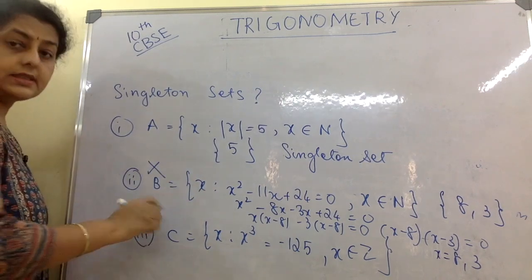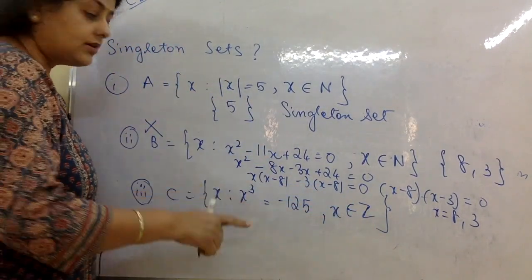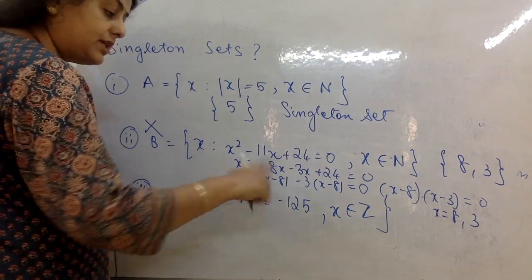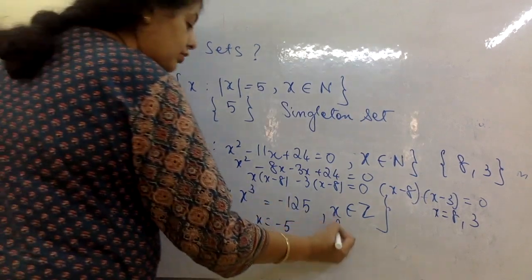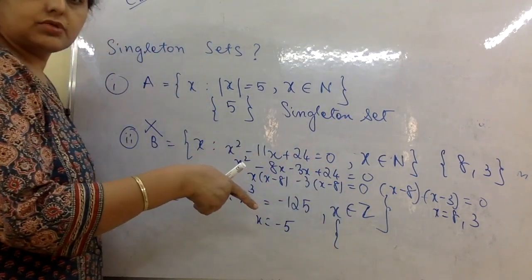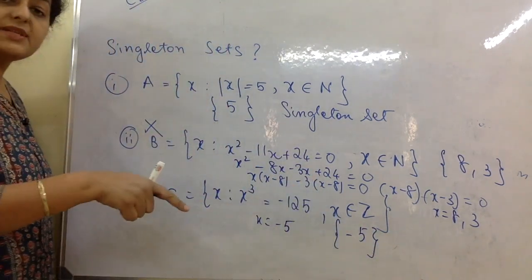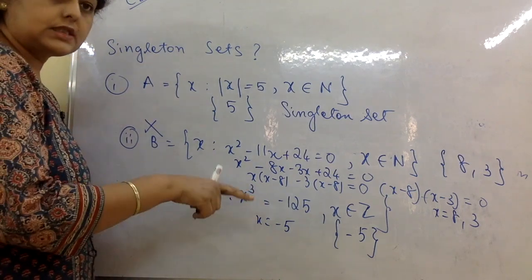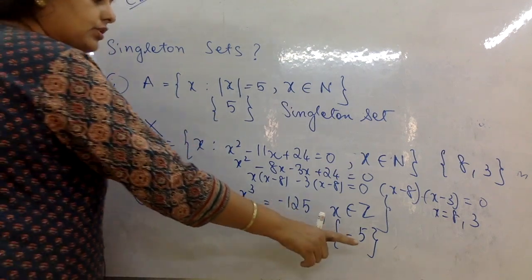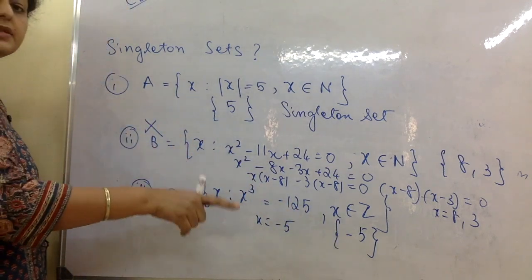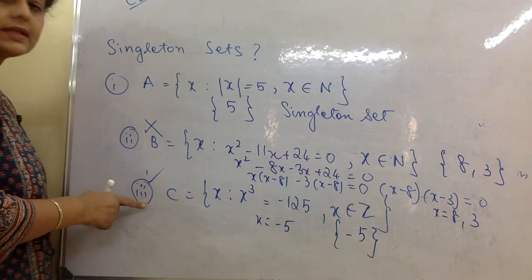Okay, let's talk about this. Now x belongs to Z, which means it belongs to the set of integers. And x cube is minus 125, so if we take the cube root, x will be only minus 5. The only value of x, and it belongs to Z, an integer, so we can take minus 5. We can't take plus 5, because plus 5 into plus 5 is 25, into plus 5 will give me 125, not minus 125. Therefore, the only answer is minus 5. This is again a singleton set.